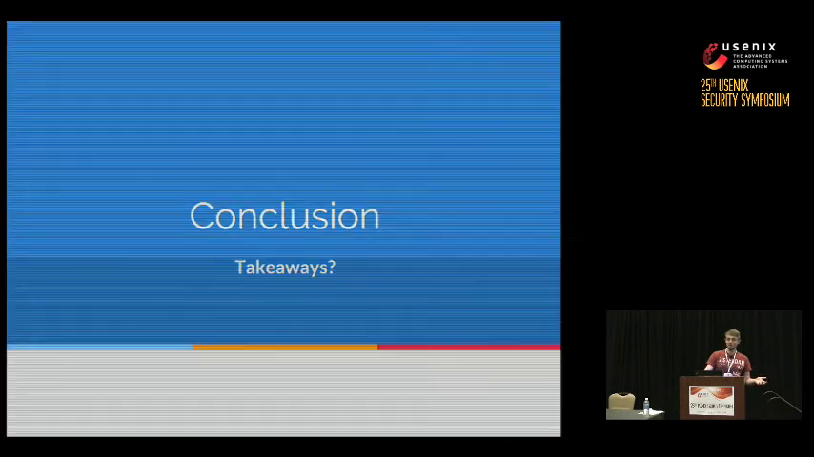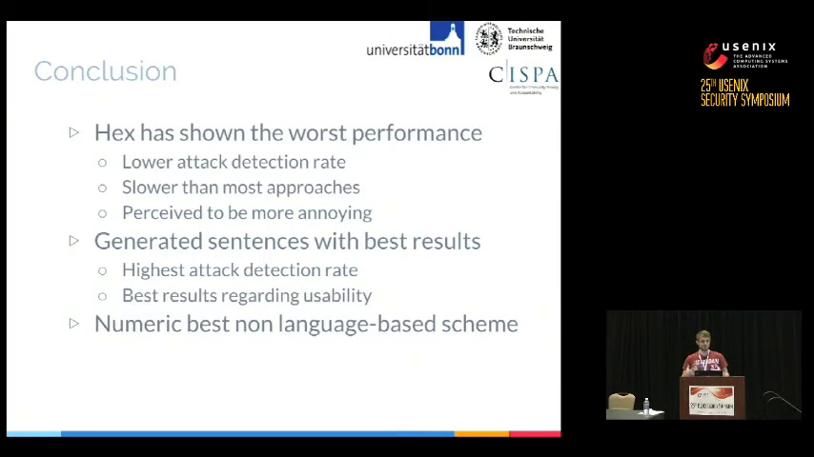So to conclude my talk, as we can see, the hexadecimal approach, even though it is the state of the art, has shown the worst performance of all approaches. It has a lower attack detection rate, is slower than most of the other approaches, and is perceived to be more annoying by most of the users. And the generated sentences produce the best result because they have the highest detection rate, and the users perceive it to be more usable.